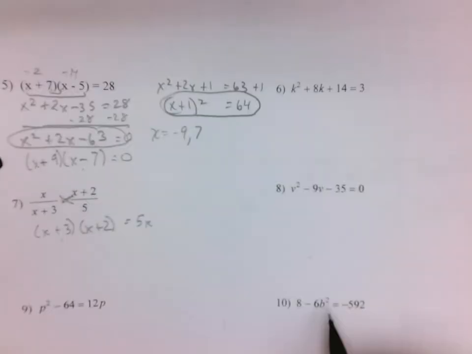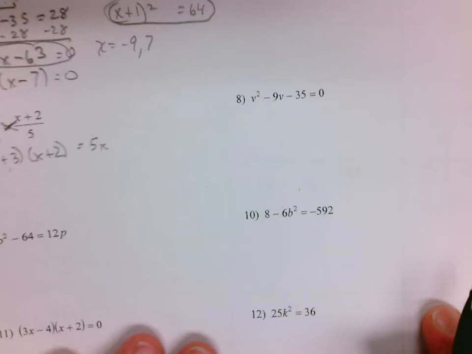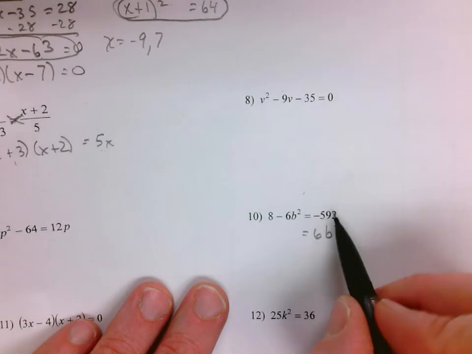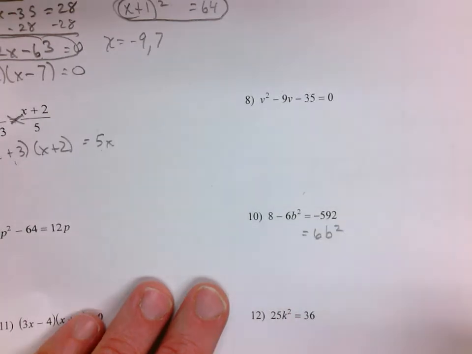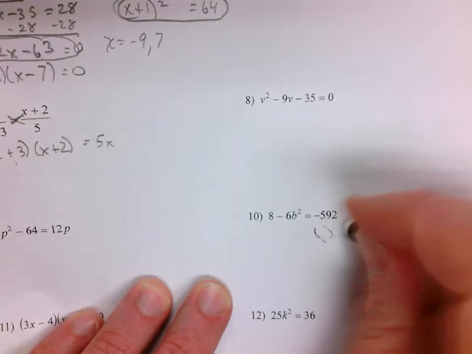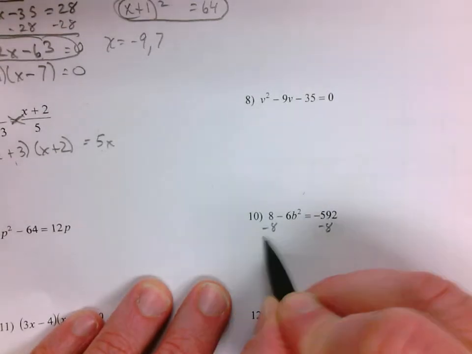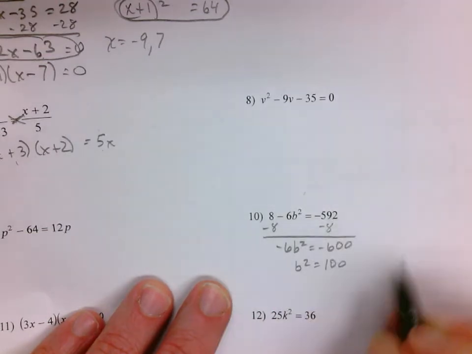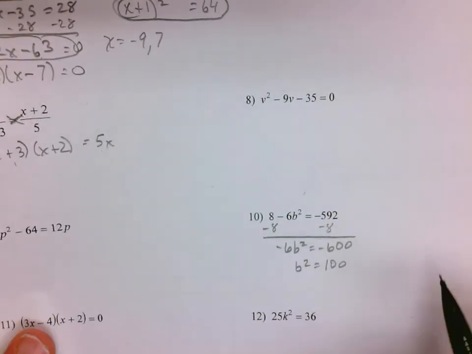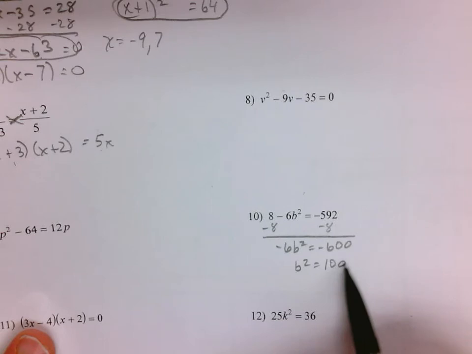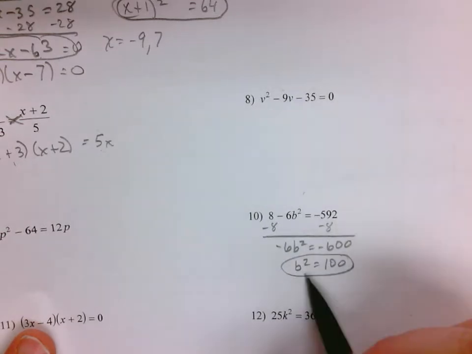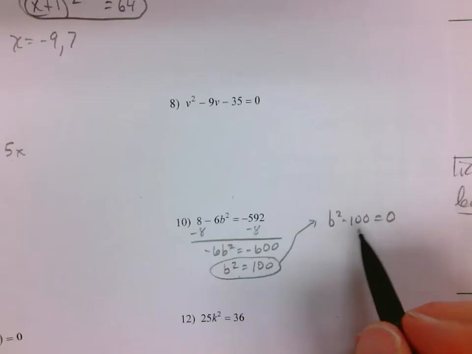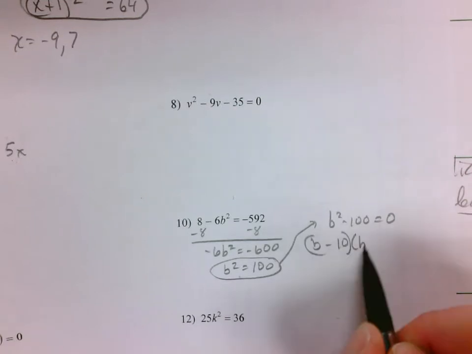Number 10, I would move everything to the other side. Oh, then you see there's no b term. So actually I don't need to do that. Just subtract 8 from both sides. Easier than you think, plus or minus. You might wonder, how else could I do this problem? Well, you have this b squared minus 100, that factors into b minus 10, b plus 10. So positive and negative 10.